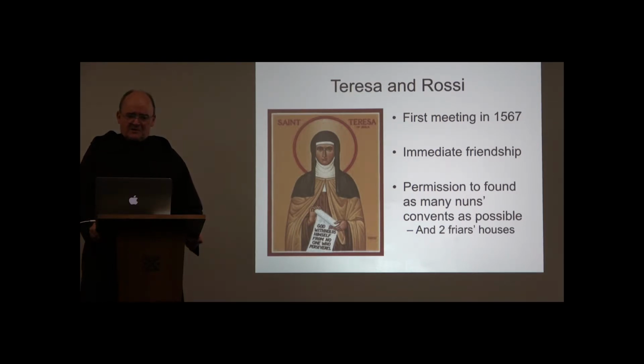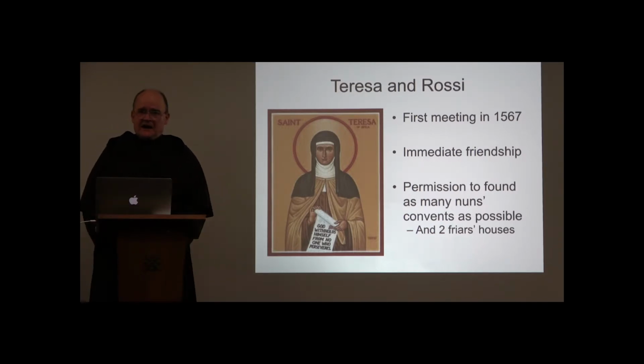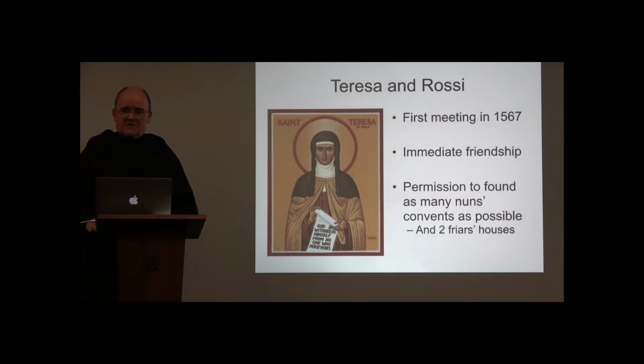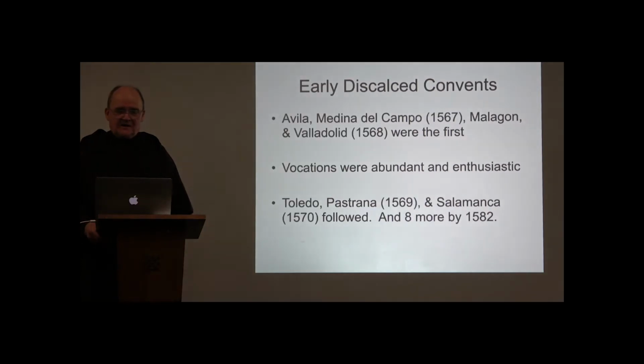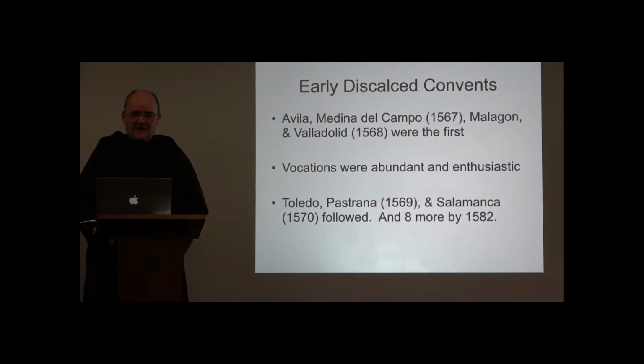Rossi also gave her permission to found two houses of friars, because he saw that these nuns' communities were going to need spiritual directors or helpers that understood their reform, that had a feel for Carmelite spirituality and heritage. So essentially he says, go ahead and see if you can convince some of the men in the Castilian province to join your reform and try to make good use of them insofar as possible. Well, she was going to do that.